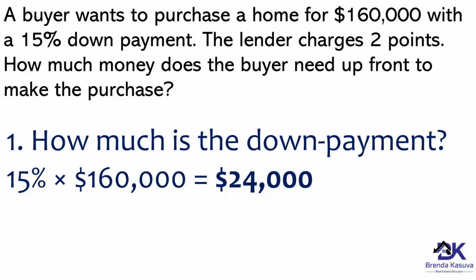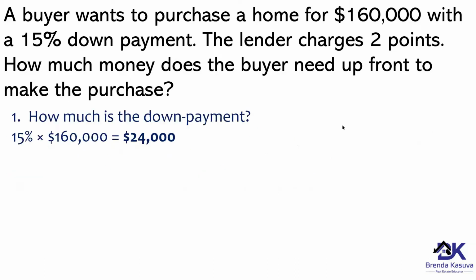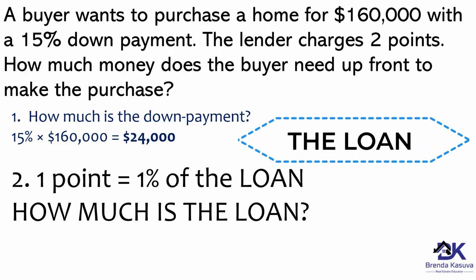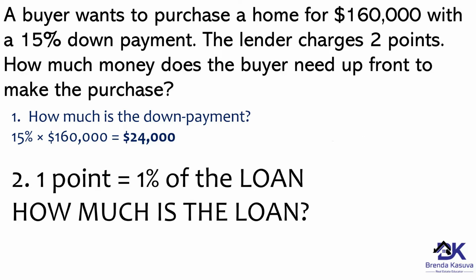That's how much the down payment is that the buyer is going to bring on the day of closing, in addition to other costs. So $24,000. What does this mean? The buyer's not borrowing the entire $160,000. They're borrowing less $24,000. So how much are they borrowing from the bank? Because that is what the points are going to be applied to. A point is a percentage of the loan. So not the sales price, the loan. How do I figure out how much the loan is?